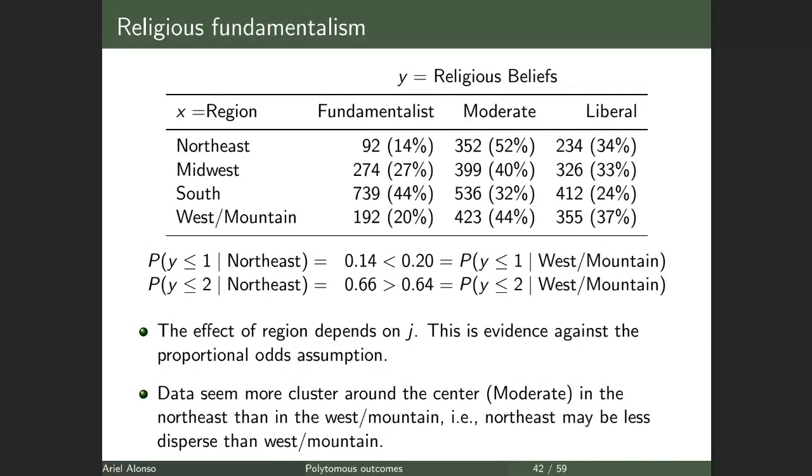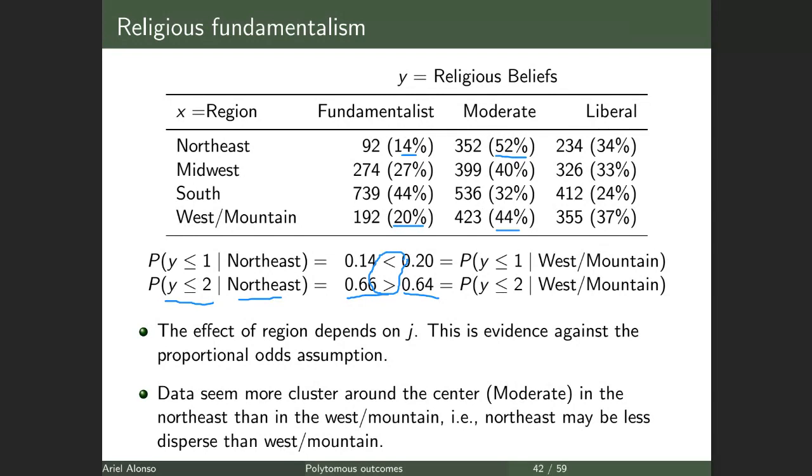Now consider the probability of being moderate or fundamentalist. So the probability of y smaller or equal than 2. Now in Northwest, that probability would be 14% plus 52%, that's 66%, right? But in West Mountain, that would be 20% plus 44%, that's 64%. And now the sign change.